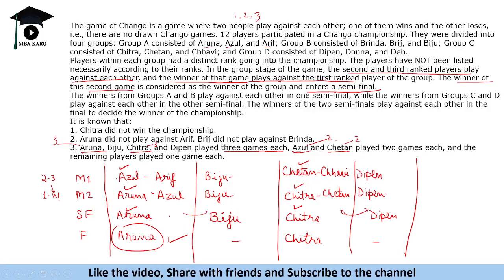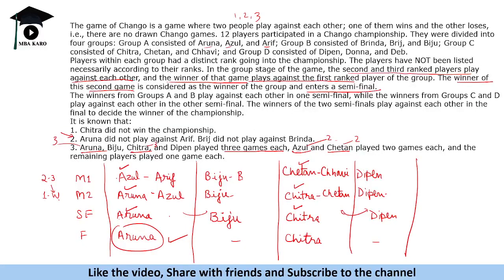Now let us see what else is given. Aruna did not play against RF, redundant information. Bridge did not play against Brinda. Okay, again redundant information, because Bridge and Brinda, see, this basically is redundant information. You did not even need this. Without even using statement 2, we can say that Bridge did not play against Brinda.